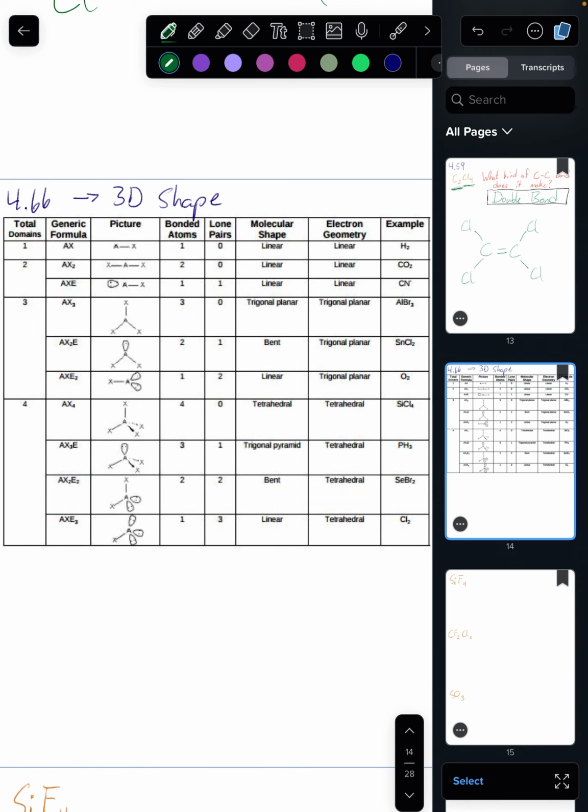So, 4.66. It wants the shape that you get. So, basically what it would look like. And then either how the molecule is shaped or the electrons are shaped. Okay.